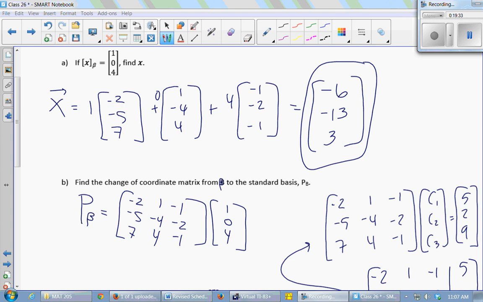So see, if I take the first row of P sub beta, -2, 1, -1, multiply by this column, I get 1 times the -2, 0 times the 1, 4 times the -1. These two things are equivalent. So the change of coordinate matrix takes x betas and sends them back to x's. That equals x, which is the coordinates in terms of the standard basis.